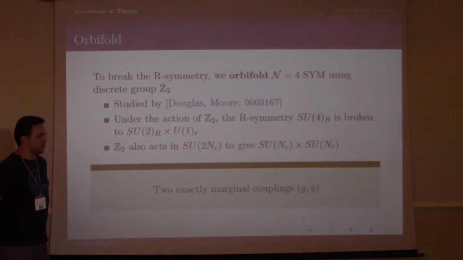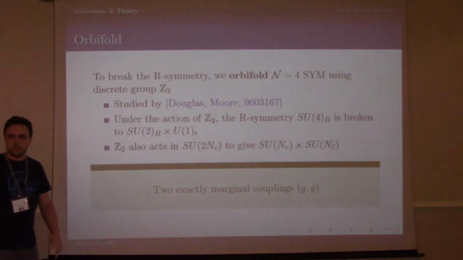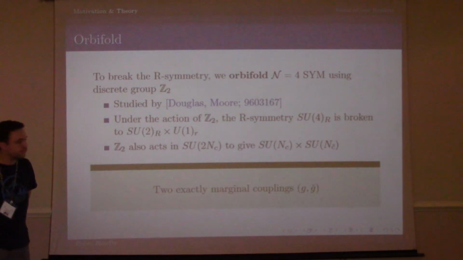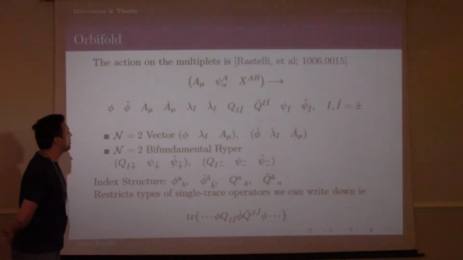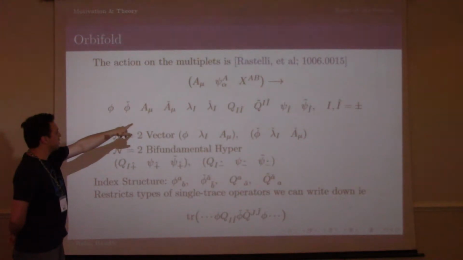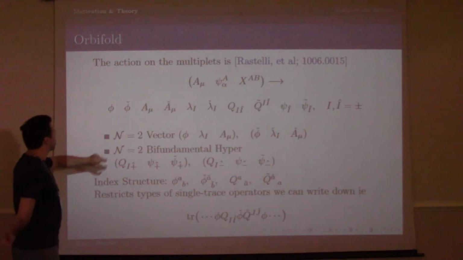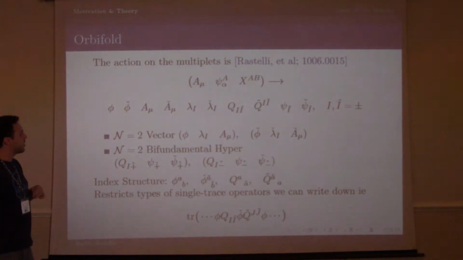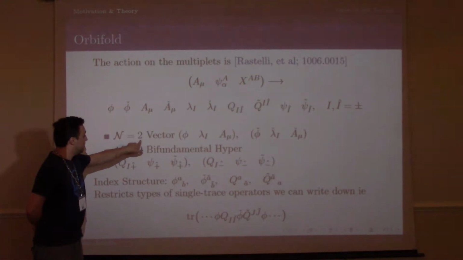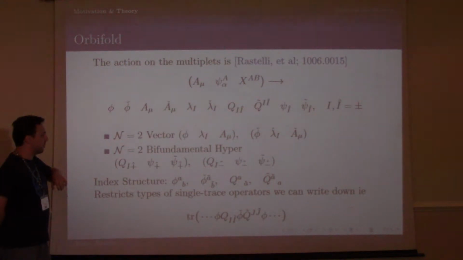And they're both exactly marginal, so we can deform our theory in a nice, continuous fashion without breaking conformal symmetry. Just to say something quick about the N=4 vector multiplet, it breaks down under the action of Z2 into this whole array of fields, which I'm not going to say too much about either. The important ones are the phis and the Qs, the scalars. What I do want to say is that supersymmetry then neatly combines these fields into two N=2 vector multiplets and two N=2 bifundamental hypermultiplets.